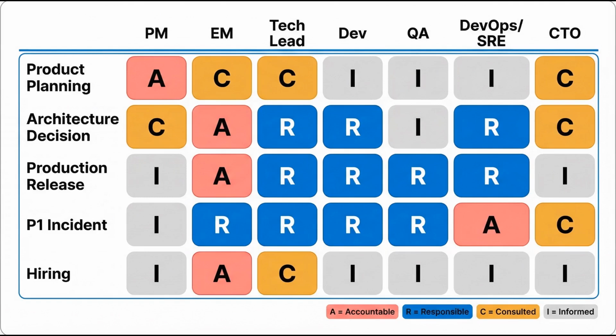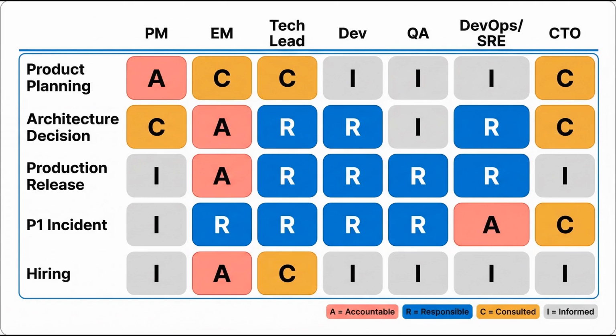5 key processes. Product planning. The product manager is accountable for the PRD and roadmap. CTO and VP engineering are consulted on feasibility. Architecture decisions. The tech lead is accountable within the team. In organizations above 80 people, the architect is accountable for cross-team decisions.